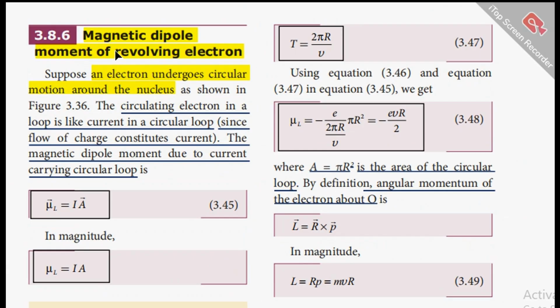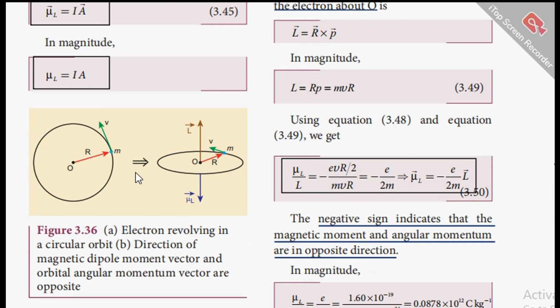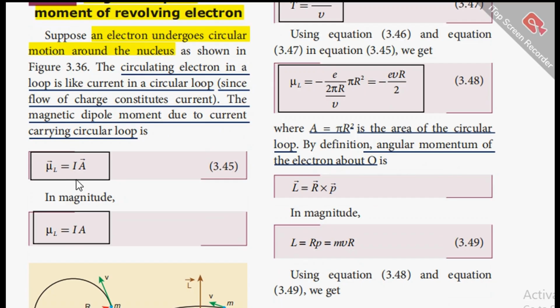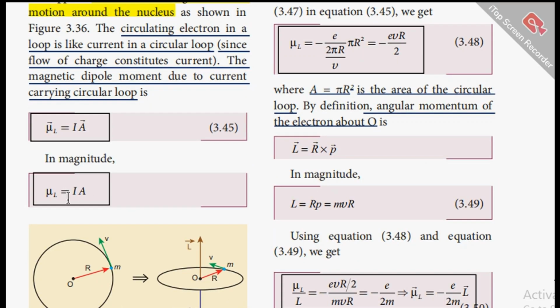Next, we are going to study the magnetic dipole moment of a revolving electron. Suppose an electron undergoes circular motion around the nucleus as shown in this figure. The circulating electron in a loop is like current in a circular loop, because an electric current is nothing but the flow of charges. The magnetic dipole moment due to a current carrying circular loop is given by mu L equal to I A, and in magnitude mu L equal to I A. Here these are vectors.